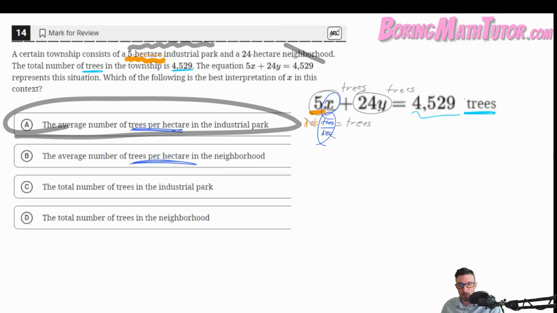So analyze the units. Hectares times trees per hectare must come out to trees, which is what we know it has to come out to by looking at the right side.